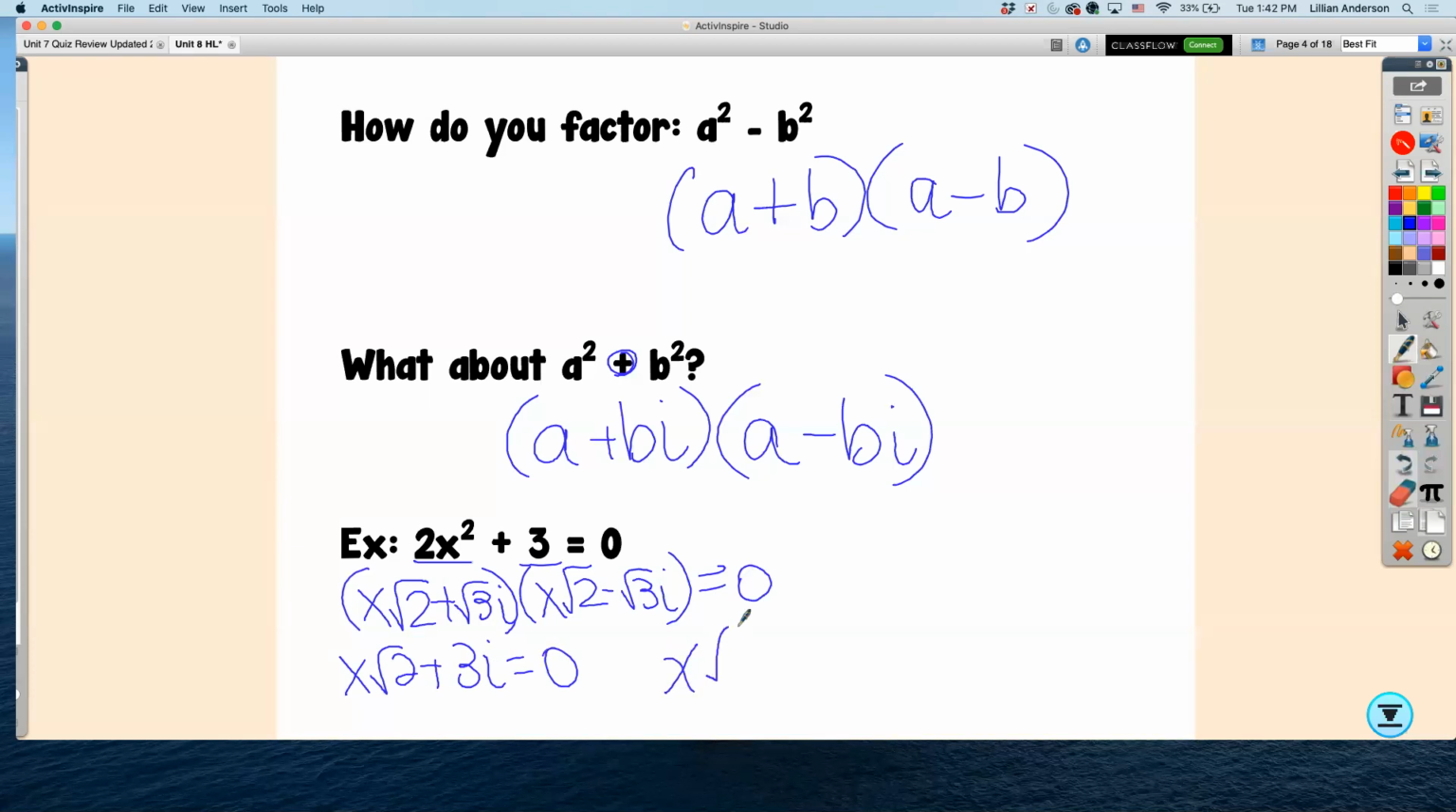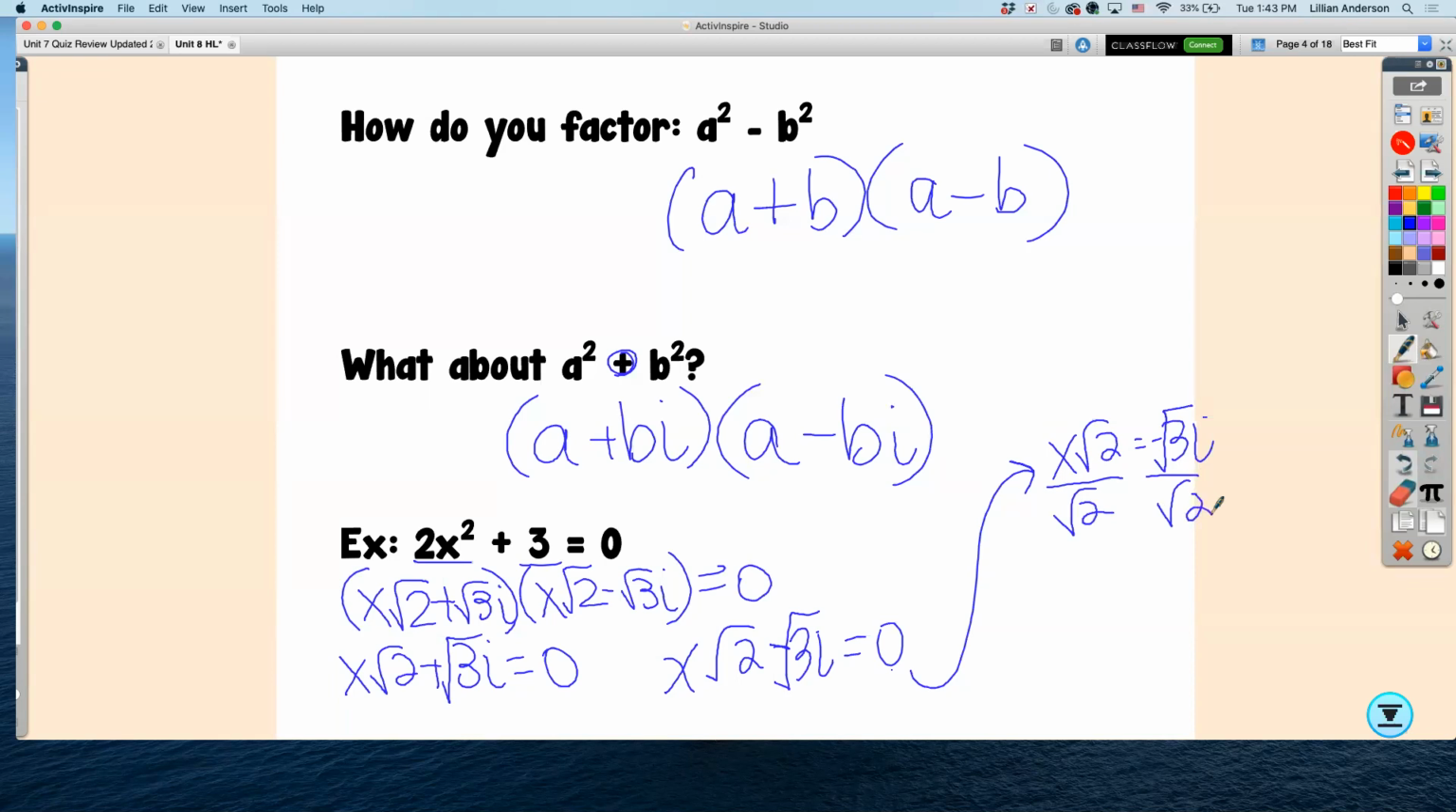Okay, so then if I continue to solve both of these, I'm going to swing over here. So I don't have that much space. I will have x root 2 equals a negative root 3i, or negative i root 3. Divide both sides by the square root of 2. Negative i root 3 over the square root of 2. Can I have a square root in the denominator? How do I make it out of the denominator?